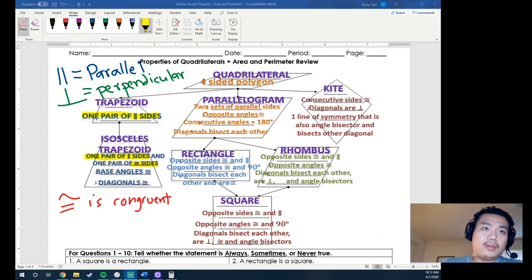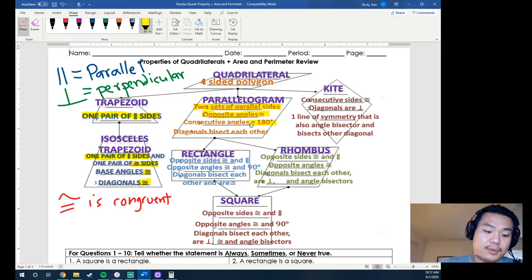Base angles are congruent and diagonals are congruent for isosceles trapezoids. Remember, whenever we talk about the family tree, I'll go over that afterwards. Let's just go over everything else. Parallelograms have two sets of parallel sides. Parallel sides are always opposite each other. They're never next to each other, because then they're touching, therefore they're not parallel. Opposite angles are congruent, and consecutive angles are 180 degrees.